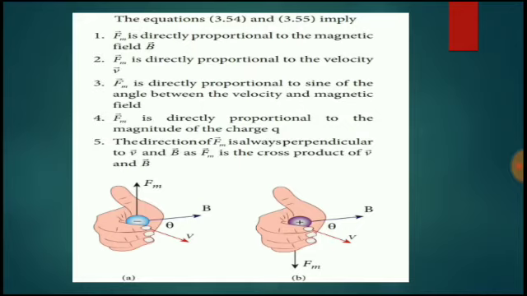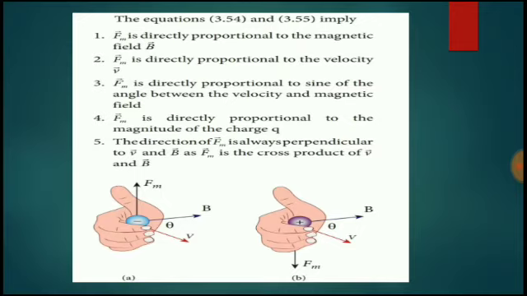For understanding purposes, these are the points given in our book. Fm is directly proportional to the magnetic field. Second, the force is directly proportional to the velocity V. The force is directly proportional to the sine of the angle between the velocity and magnetic field. And the force is directly proportional to the magnitude of the charge. The direction of Fm is always perpendicular to the magnetic field and velocity. Therefore, Fm is a cross product of V and B: Fm is equal to Q into V cross B.